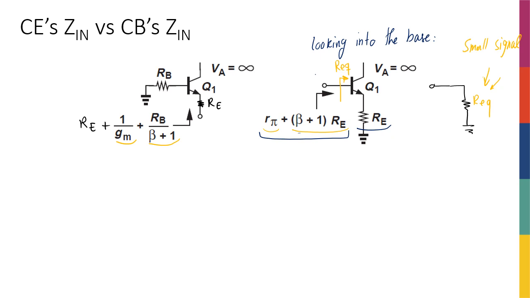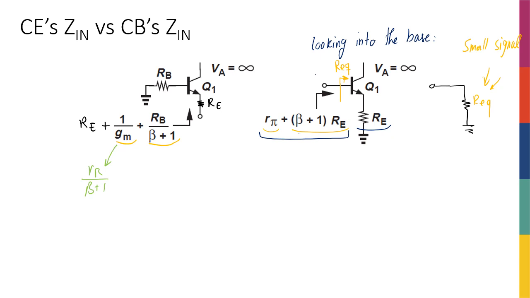And I mentioned in the previous slide as well that even this 1 over GM is really your Rpi divided by beta plus 1. So it's not that 1 over GM is some sort of magical term. It's also part of whatever you have in the base divided by beta plus 1, right? So this is how you look at the resistance that you see, no matter if you're calculating input or output resistance.